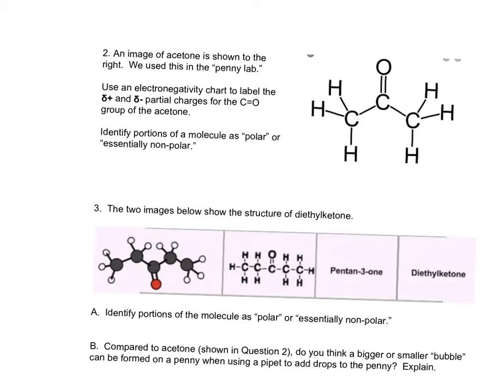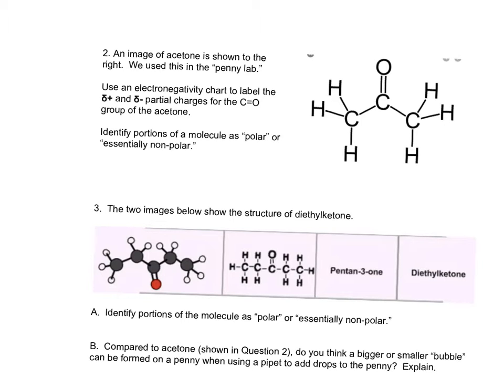Acetone was also used in the Penny Lab, and here it's the same analysis, right? So we're looking at parts of the molecule that are just made of CH bonds, and we're going to conclude that that is essentially nonpolar, and then we're going to focus in on another part of the molecule that has different atoms, and therefore we will do our more well-practiced skill of looking up the atoms in the electronegativity chart to see which gets the delta plus and gets the delta minus.